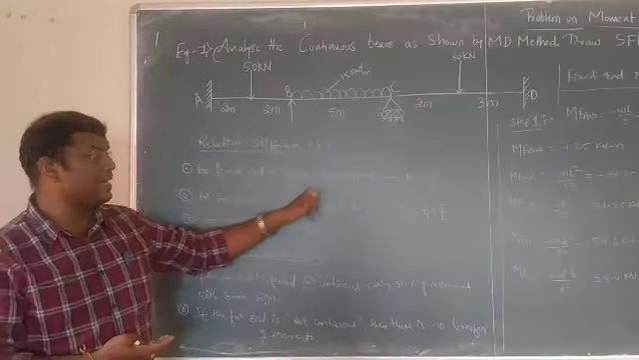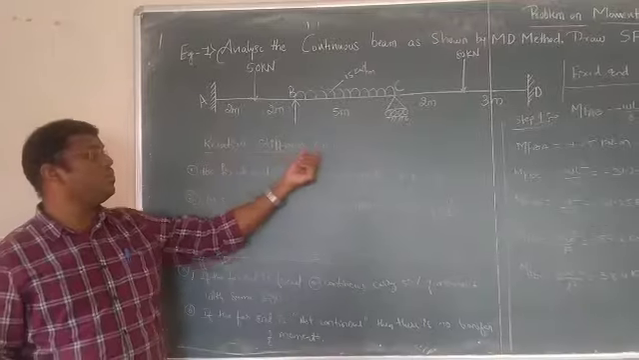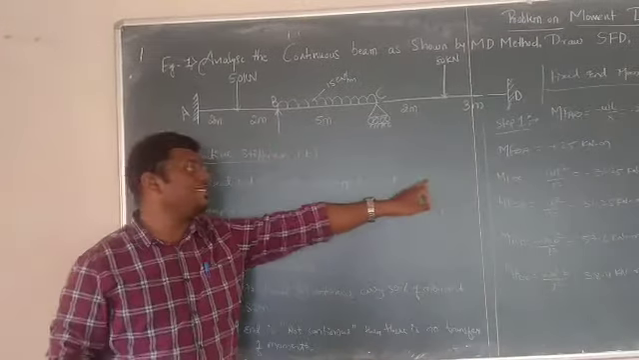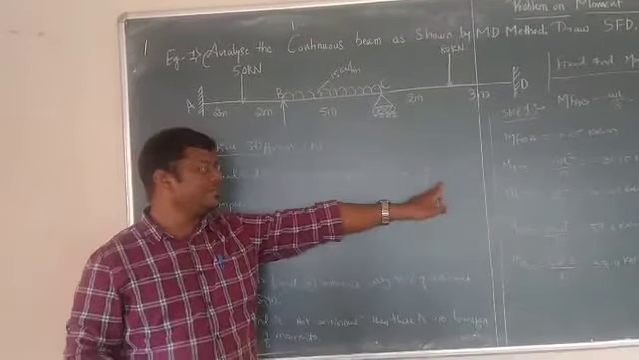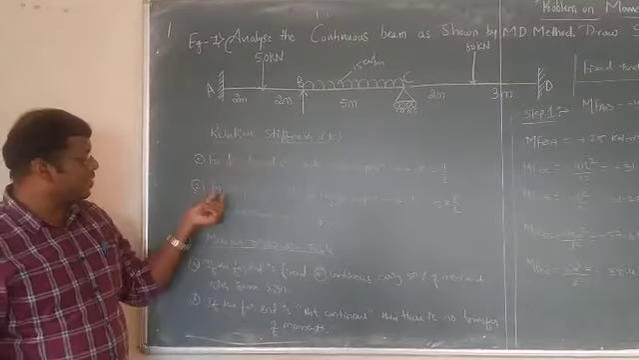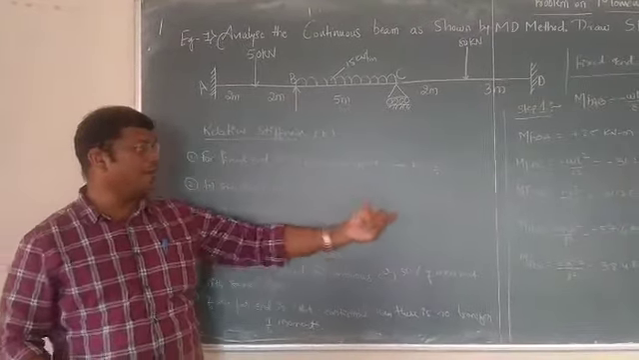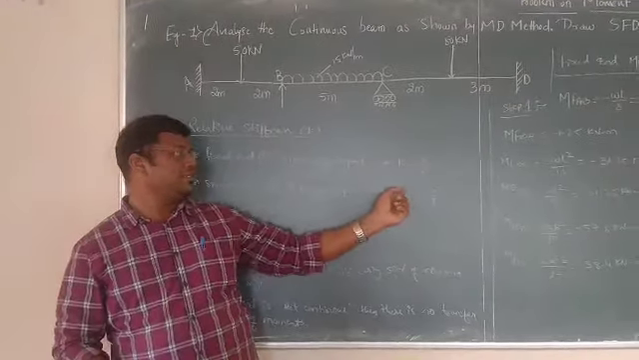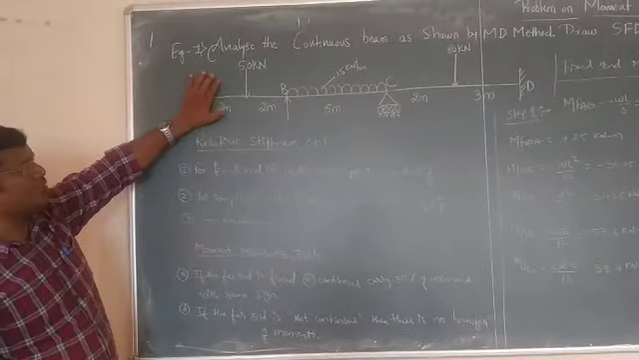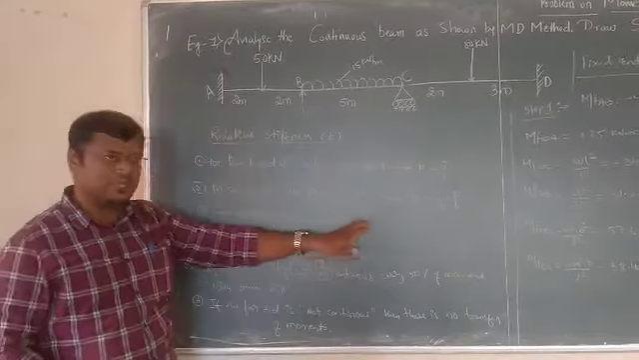For a fixed support or continuous support, when we come across such a support, to calculate the K value, the stiffness value, the formula is I by L, where I is the moment of inertia and L is the span. Similarly, if you want to calculate relative stiffness when the far support is a simple roller or hinge support, our formula is 3 by 4 I by L. For an overhanging support, if the far end is overhanging, when there is no support at the end, then this span is considered overhanging. In that case, the K value will be 0.